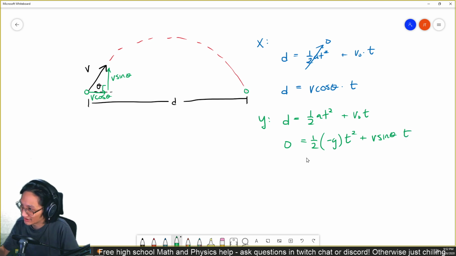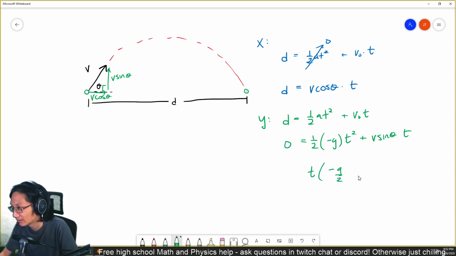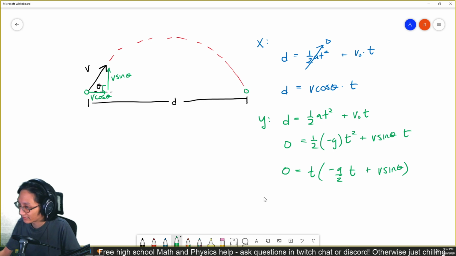Now, our goal was to solve for t in the y equation so we can plug it back into the x equation to solve for the distance. So this is a quadratic equation in terms of t. To solve quadratics, we need to factor. We're going to factor t out. That leaves us with negative g over 2 times t inside plus v sine theta equals 0. And solving for t involves setting the factors equal to 0. So we get one solution at t equals 0, and we get a second solution when the second factor equals 0.